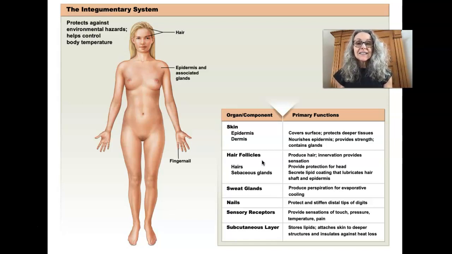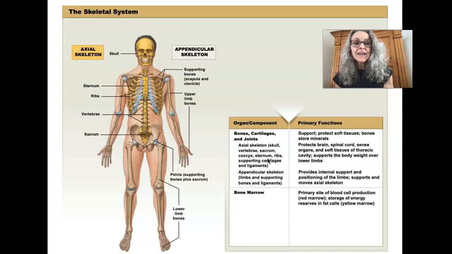The skin consists of two layers, the epidermis on the outside and the dermis, where most of all of the blood vessels go, and also the nerve endings. And then there's something called the subcutaneous layer, or the hypodermis, which is underneath the skin, that is where you store fat for warmth. Next, we have the skeletal system, which consists of the bones and cartilage and joints.